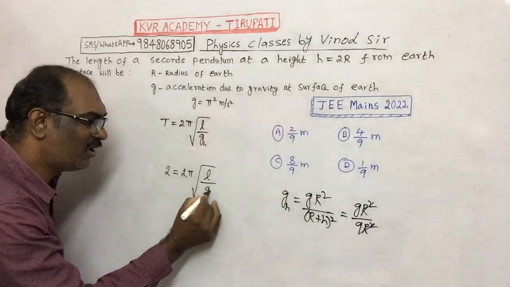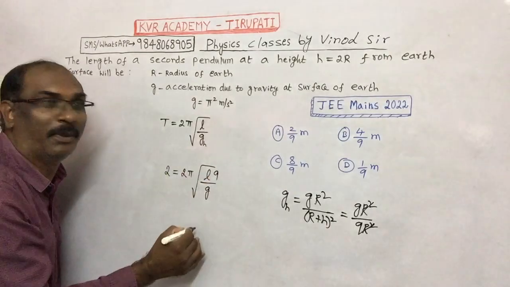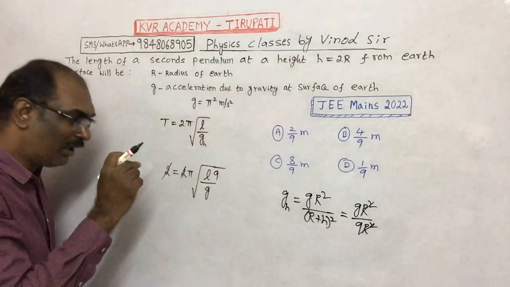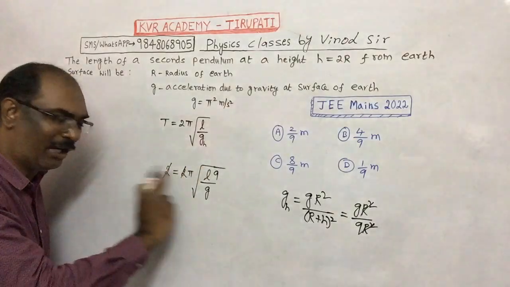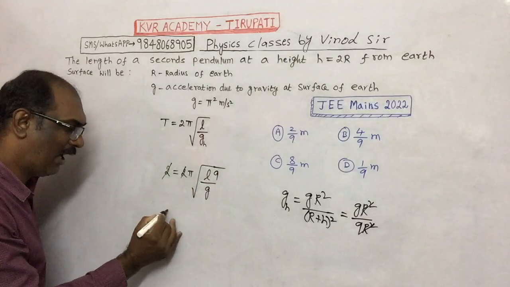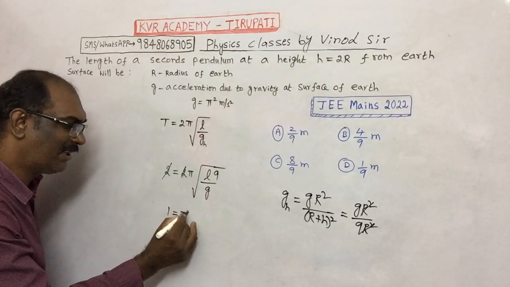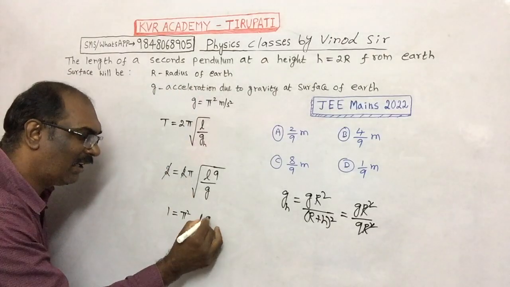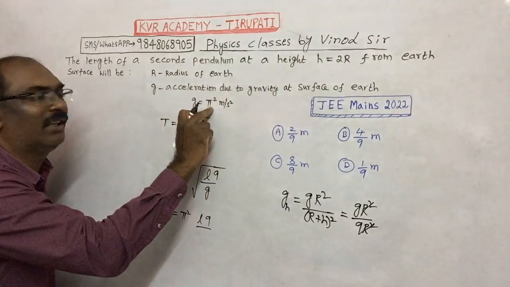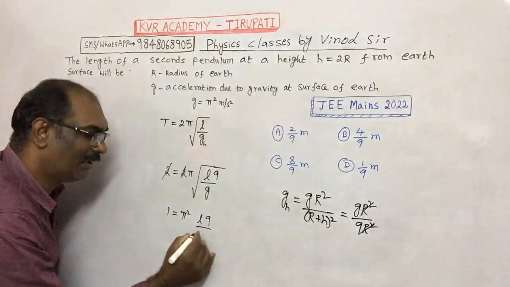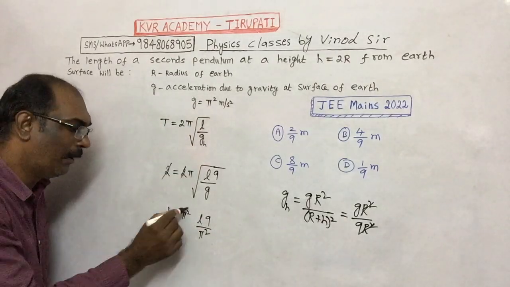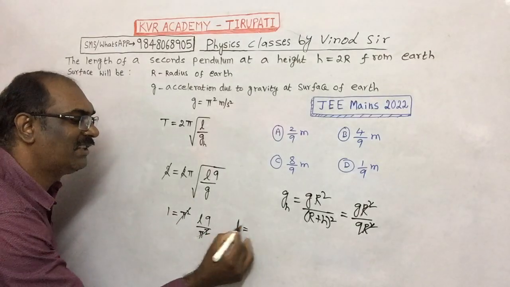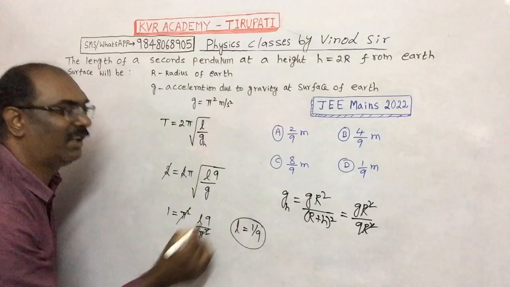Substitute here g by 9. The 9 will go up. Okay. Now 2 gets cancelled. We need length, so squaring on both sides. So here you have 1, and this is pi square. The root will go away. L times 9, and g they already said you can take as pi square. So here you can write pi square. Pi square gets cancelled. You bring 9 this side. That means length is equal to 1 by 9.